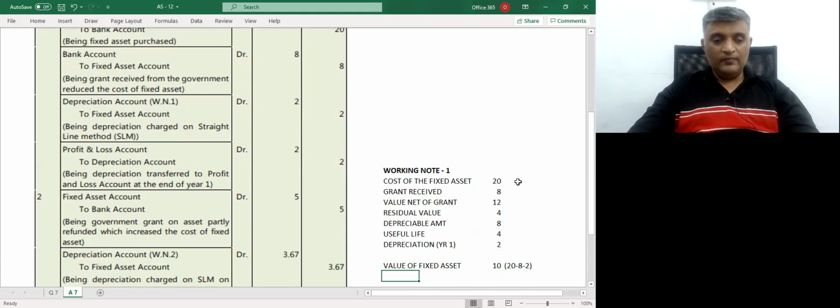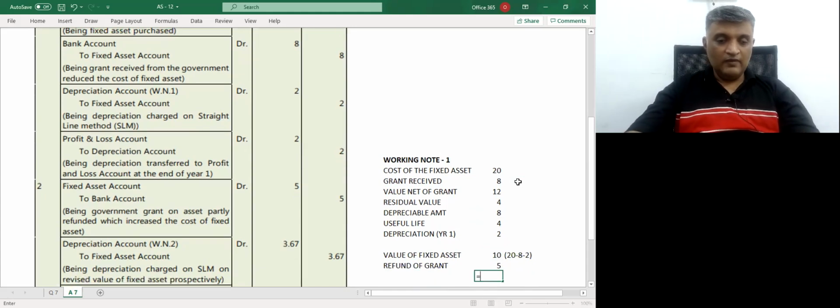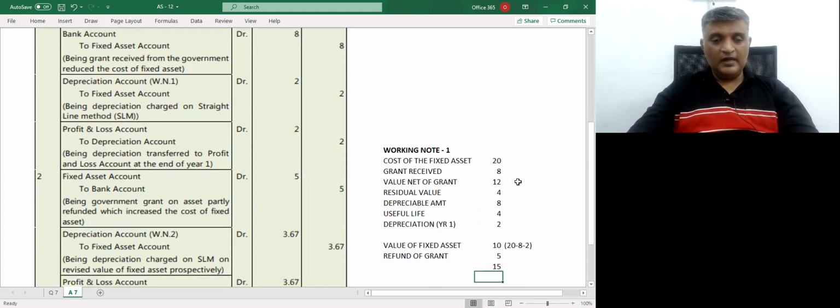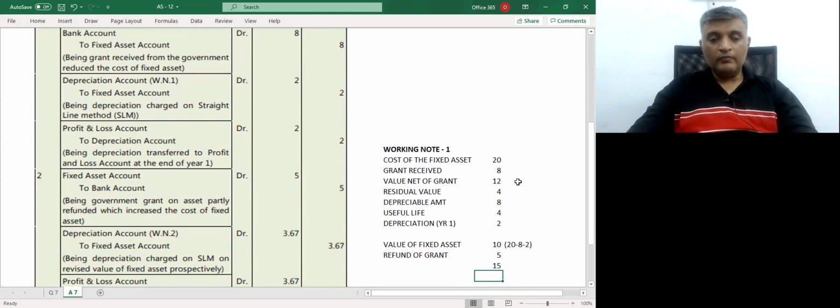Now what is happening? I am passing the entry fixed asset to bank to record the refund of the grant, right? I am going to add the value of 5 lakhs here. So the revised value becomes 15 lakhs. Now what is the useful life? Remaining useful life, I would say, is 3 years only.